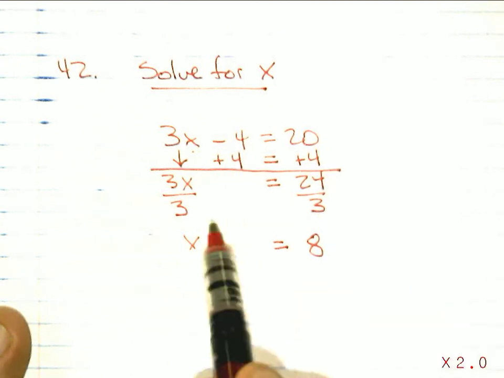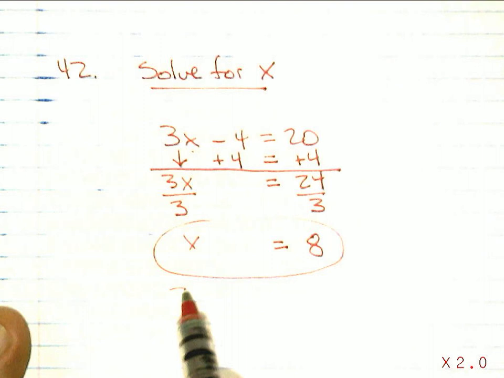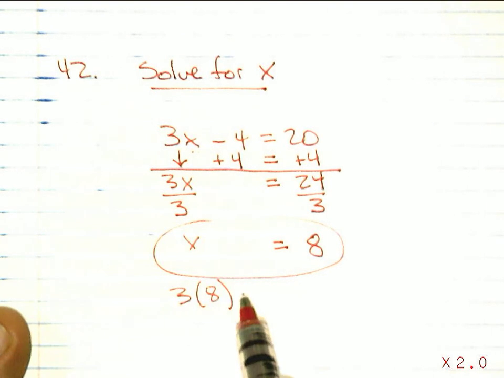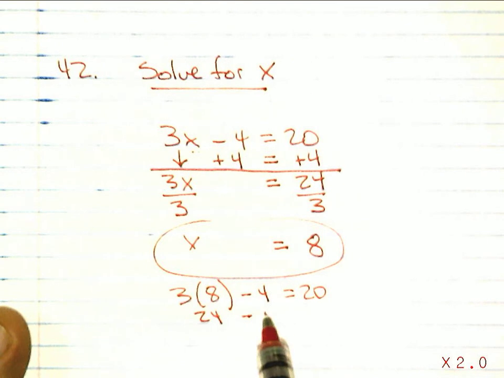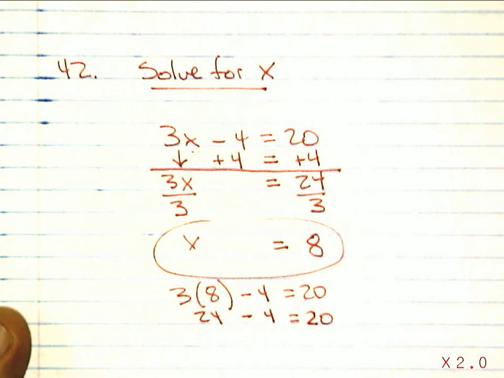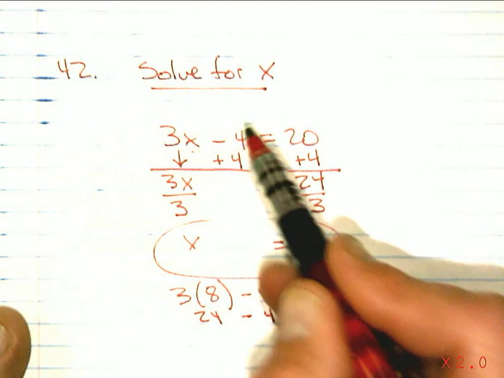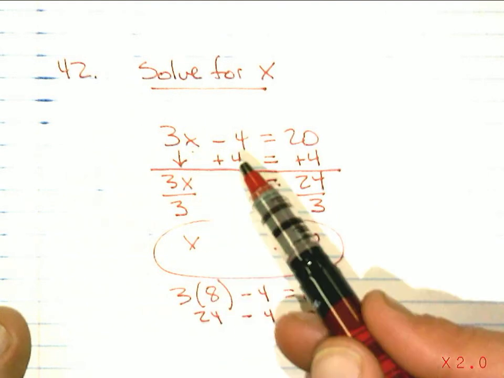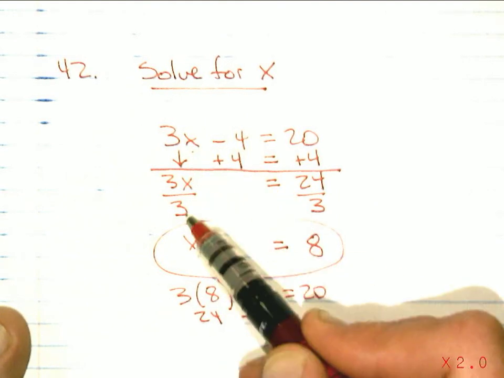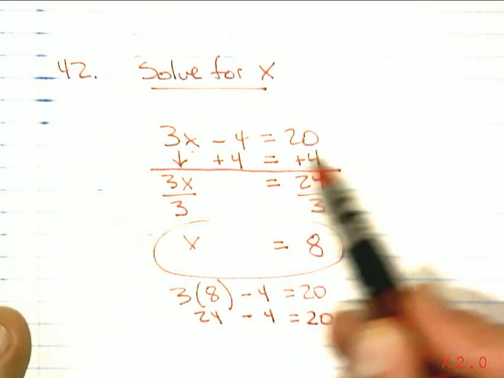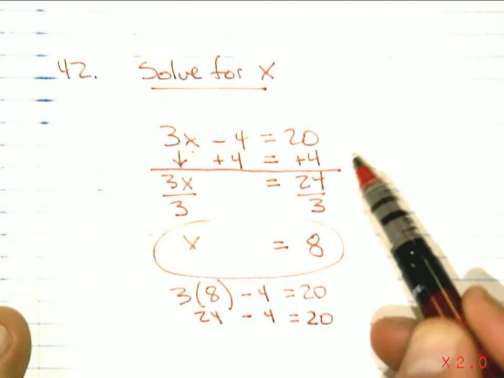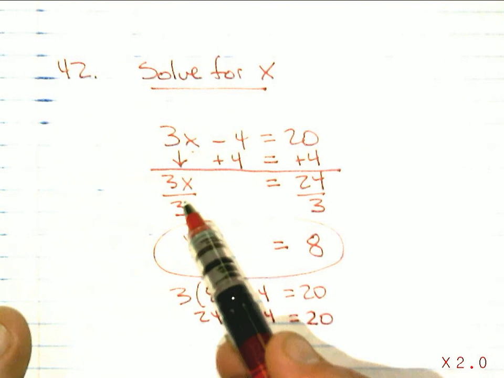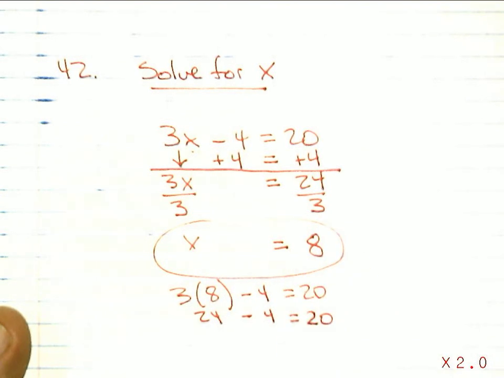So I can always throw this back in to check. 3 times 8 minus 4 equals 20, or 24 minus 4 equals 20. And so that works. So that's an algebraic way to solve this. This is a fairly simple one. I probably could have done it guess and check, but also I could use this algebraic method, adding or subtracting the same thing from both sides, dividing or multiplying both sides by the same thing, and then solving this equation for x.